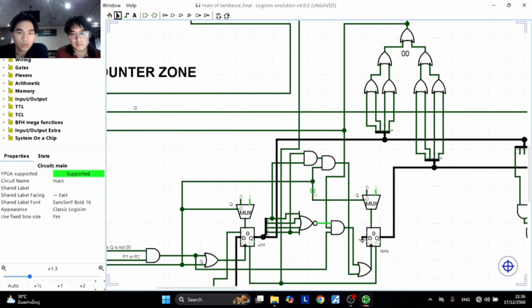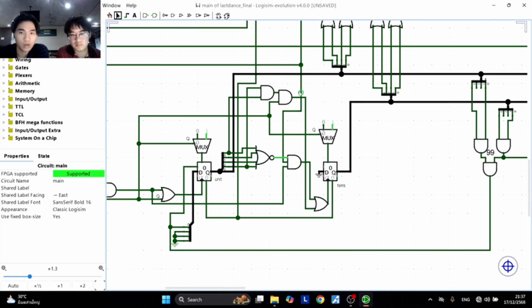Okay, and so on. We have two main functions here. This is the function that checks whether the output of the unit is 9, and the one below checks whether the output of the unit is 0. Then we use a check for when the unit is 9 and 0 together, and connect it to the clock tick of the tens, which has the up and down function, same as the unit one.